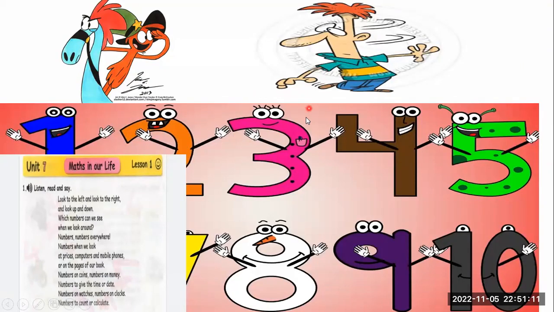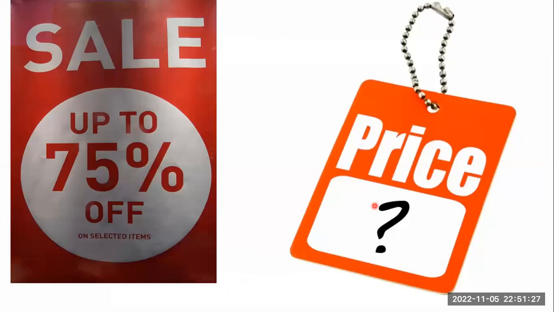Which numbers can we see? These are numbers, okay? When we look around, numbers, numbers, numbers. 1, 2, 3, 4, 5, 6, 7, 8, 9, 10. They are numbers. Numbers at prices. This is price. How much is 1 kilo of banana? 1 kilo of banana is 100 Sudanese pounds. This is the price of 1 kilo of banana.